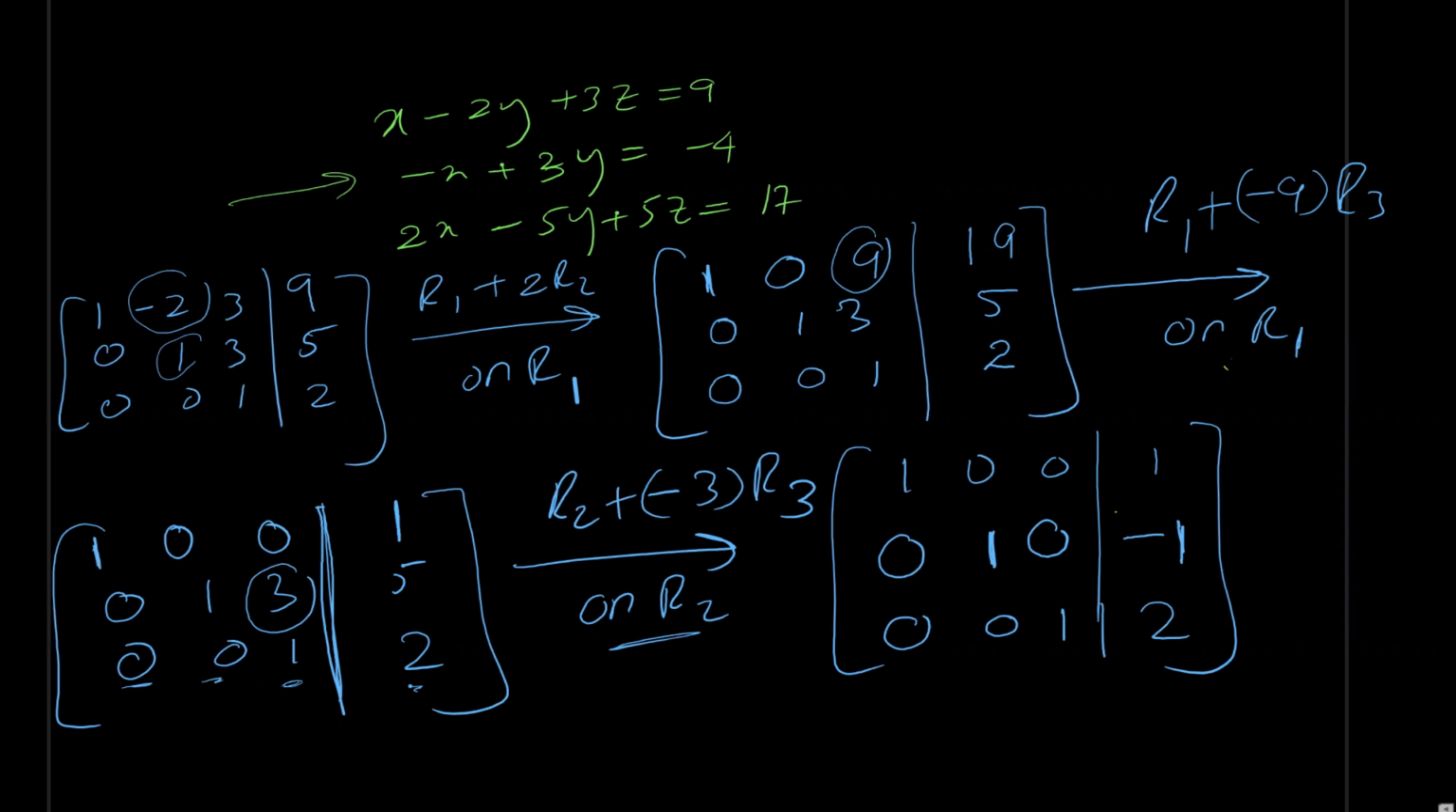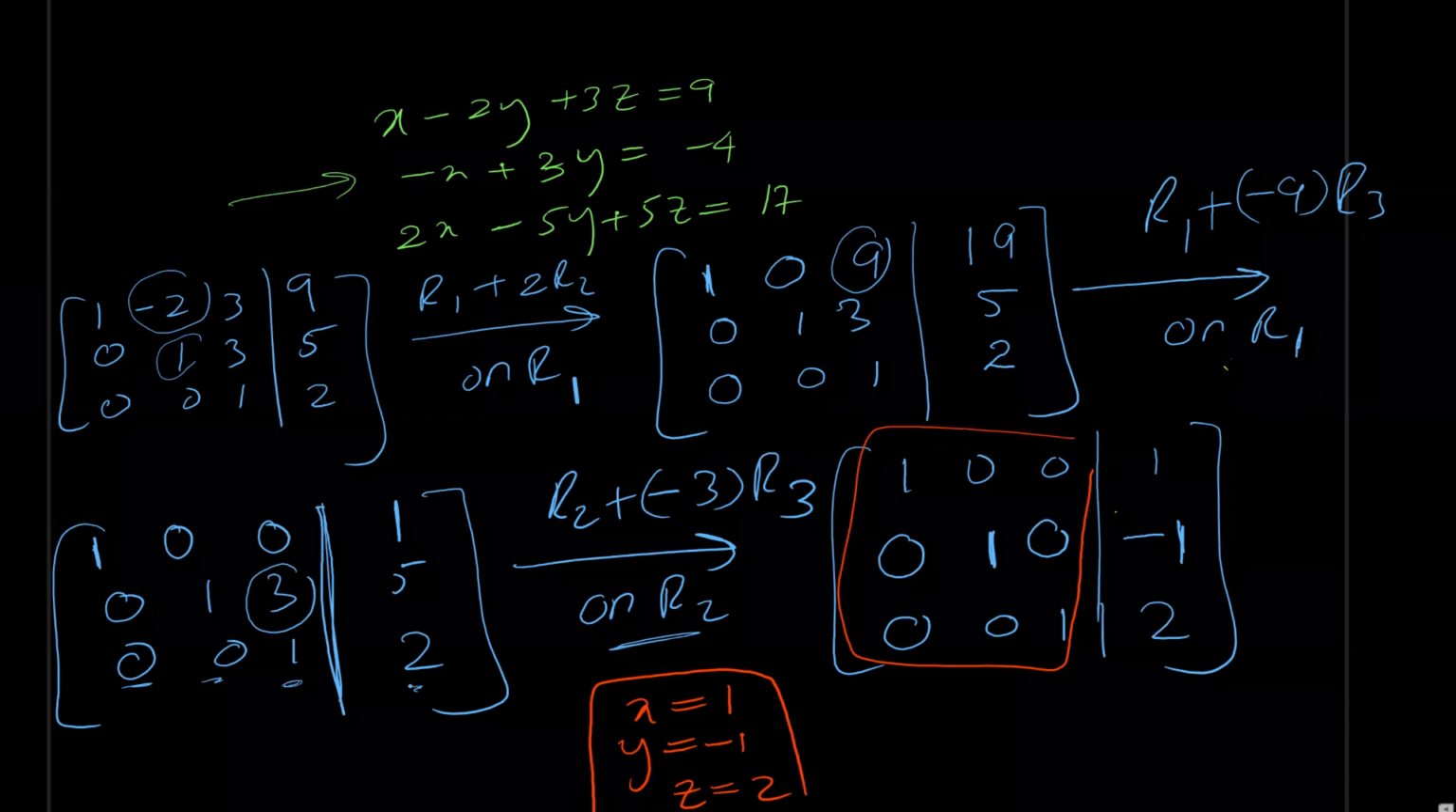See, this one is the identity matrix. That means 1x plus 0y plus 0z equals 1, or in other words, x equals 1, y equals negative 1, z equals 2. And I hope you understood what row operations are and how to use them.